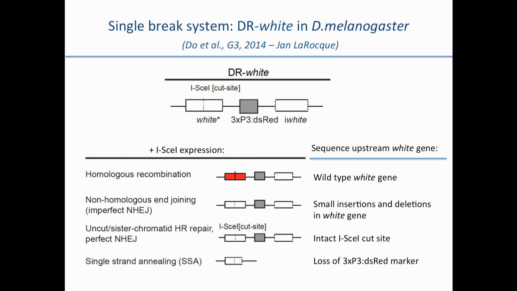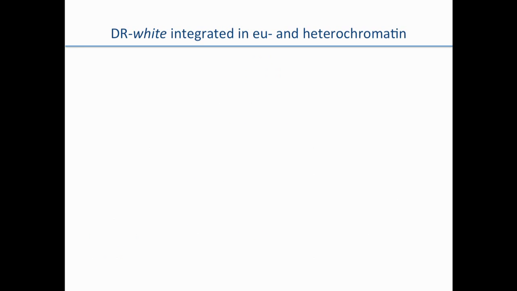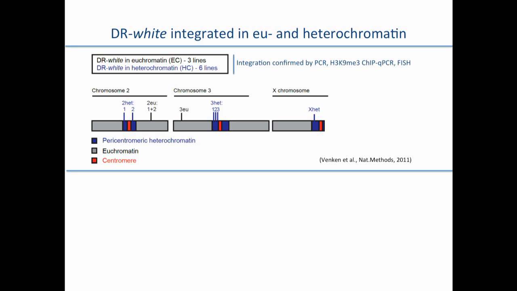By sequencing this upstream Y gene, we can determine the use of different repair pathways. For example, we can look at homologous recombination. If you have a single double-strand break in the upstream Y gene and you repair with the downstream iY gene by homologous recombination, you end up with a wild-type Y gene, which we can identify by sequencing. The other possibility is that we can identify non-homologous end joining products, because imperfect non-homologous end joining products, in which you have small insertions and deletions, we will also be able to identify by sequencing the upstream Y gene. So we integrated this DR-white in 3 euchromatic insertion sites and 6 heterochromatic insertion sites.